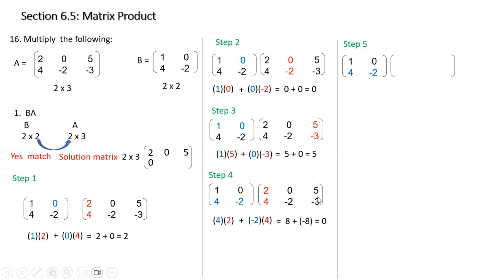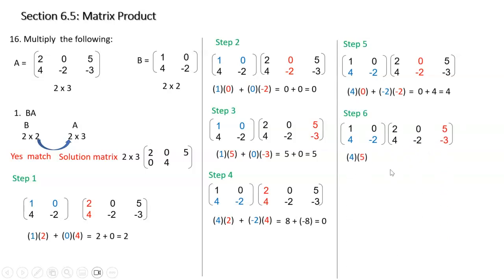Step 5. I'm going to multiply the second row times the second column. So 4 times 0 plus negative 2 times negative 2 is going to give us 0 plus 4. The answer is 4. And finally, we're going to multiply the second row times the last column. It's going to give us 4 times 5 plus negative 2 times negative 3, which is 20 plus 6. The answer is 26. So we're done with the matrix, and this is my solution when we multiply both B times A. That's your answer.